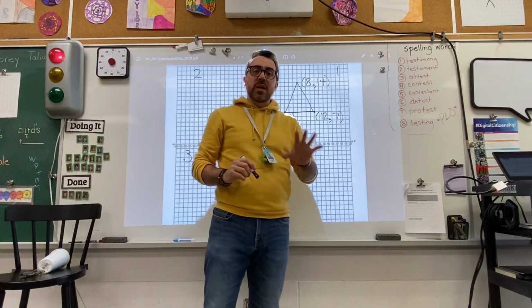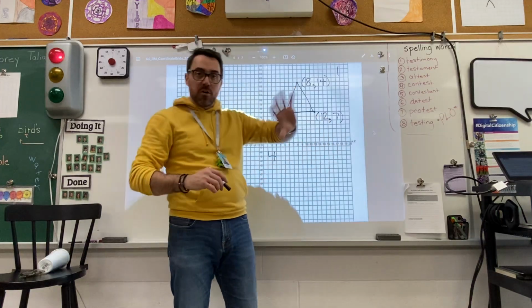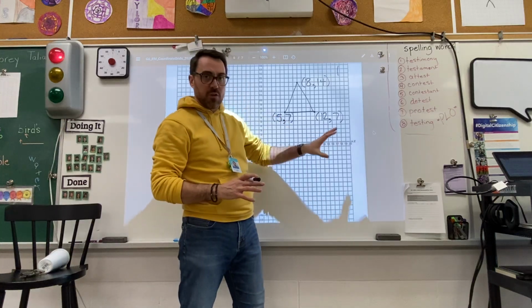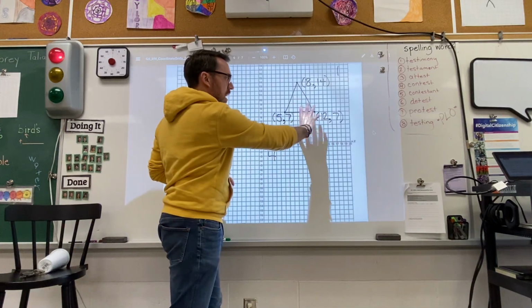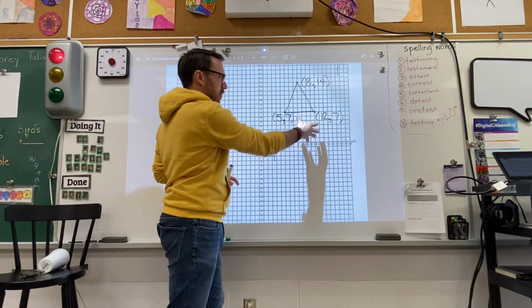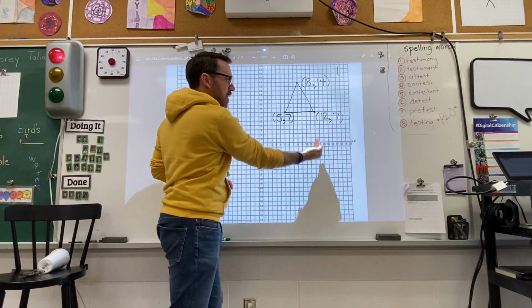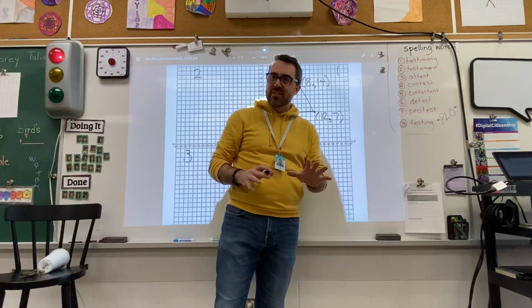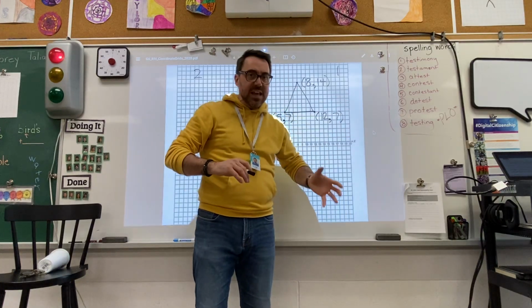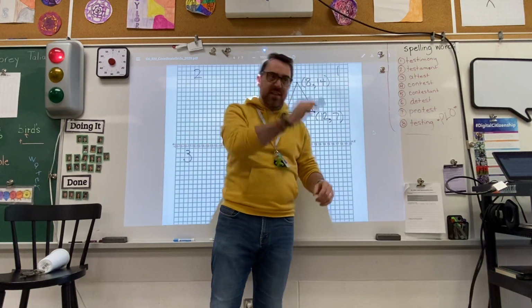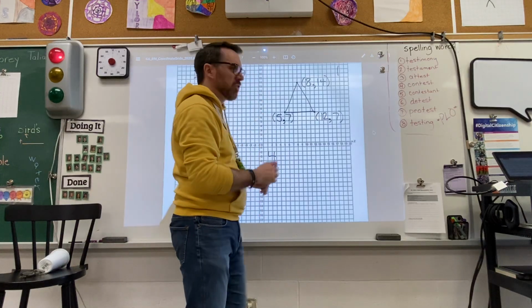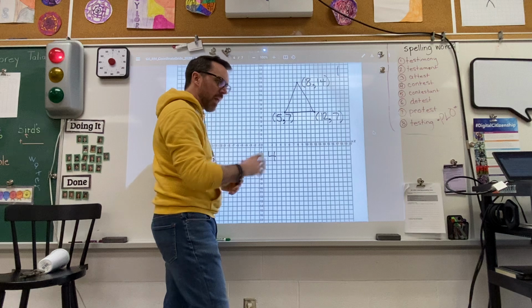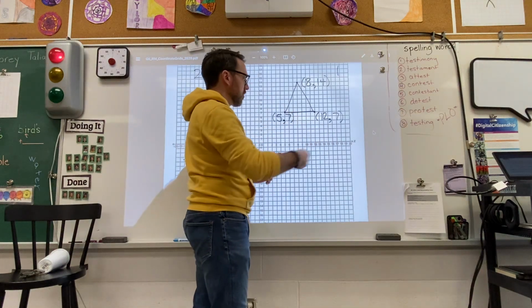Now, doing a rotation means I'm going to turn my shape. The shape stays the same, it just turns. And I can turn clockwise, how a clock goes, or I can turn counterclockwise, the opposite way that a clock goes. Our typical rotations in grade 6 are 90, 180, 270, and 360, okay? Because those are the easiest kind of turns or rotations we learn. And it follows on 90 degrees.